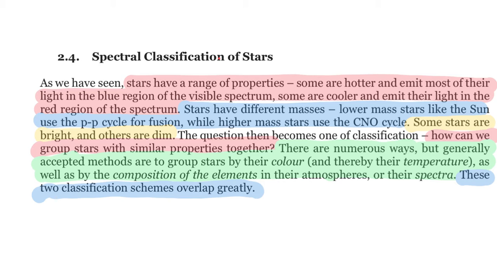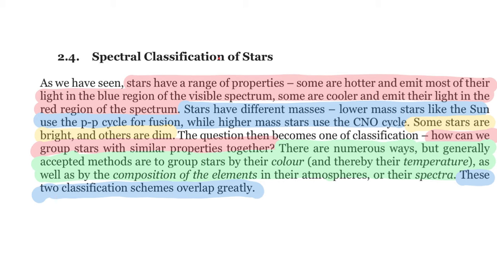So as we've seen, stars have a range of properties. We've seen that some are hotter and emit most of their light in the blue region of the visible spectrum, whereas some are cooler and emit their light in the red region of the spectrum. Stars also have different masses. So for instance, lower mass stars like the Sun use the proton-proton cycle for fusion, while higher mass stars use the carbon-nitrogen-oxygen cycle in order to produce energy. We also see that some stars are bright and others are dim.